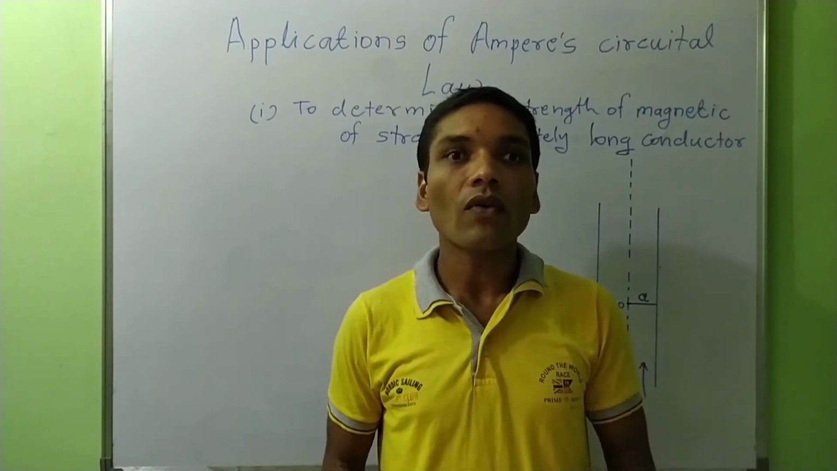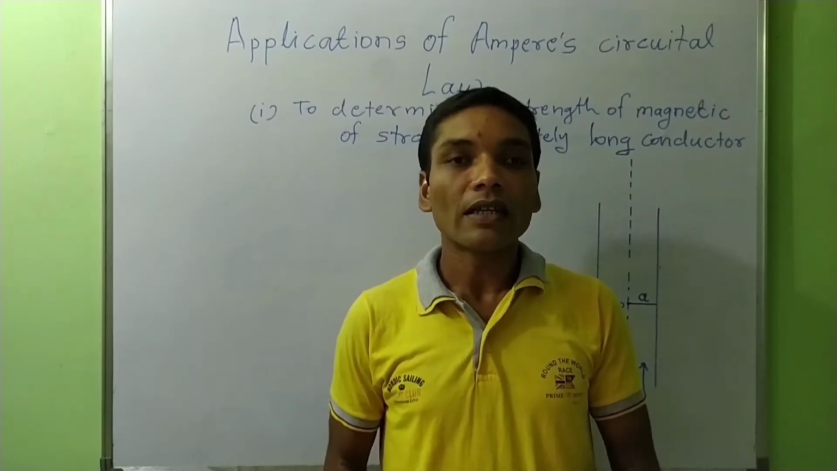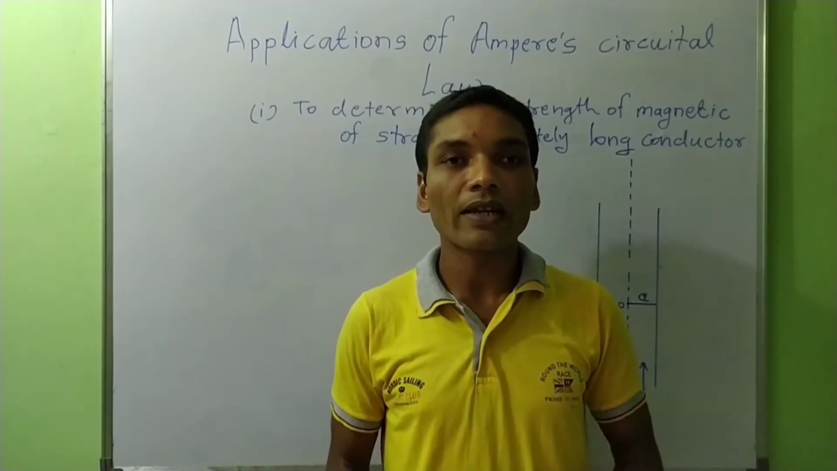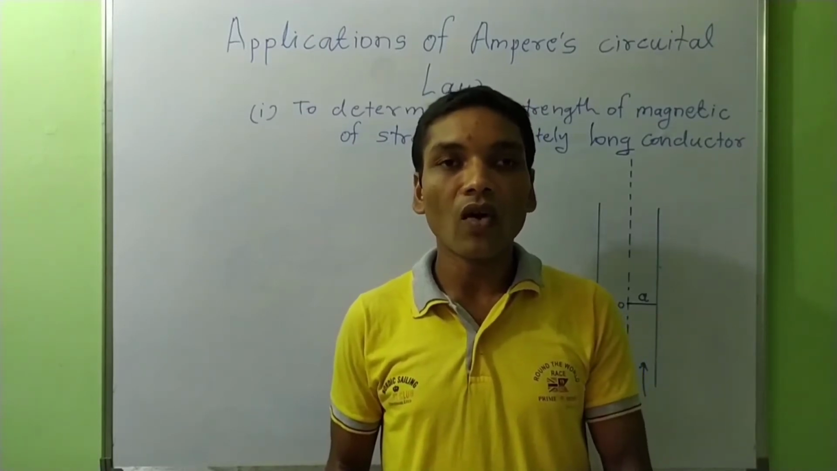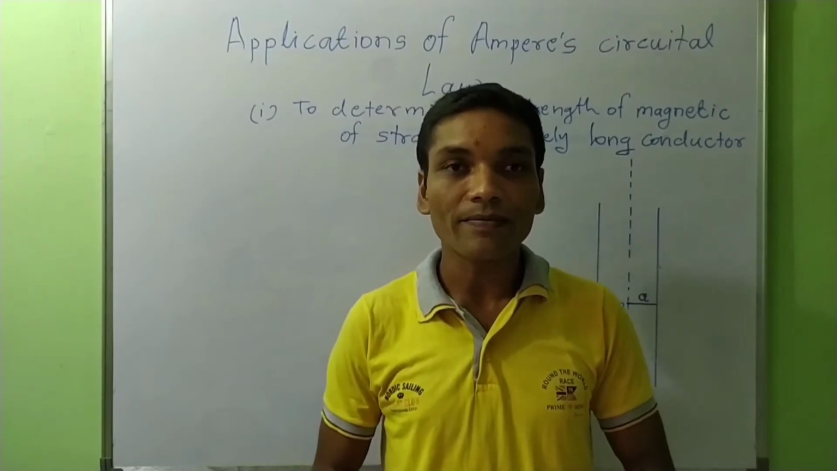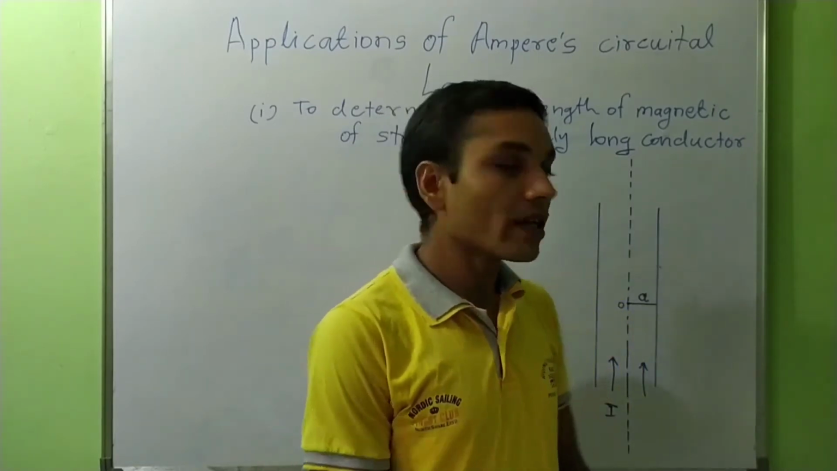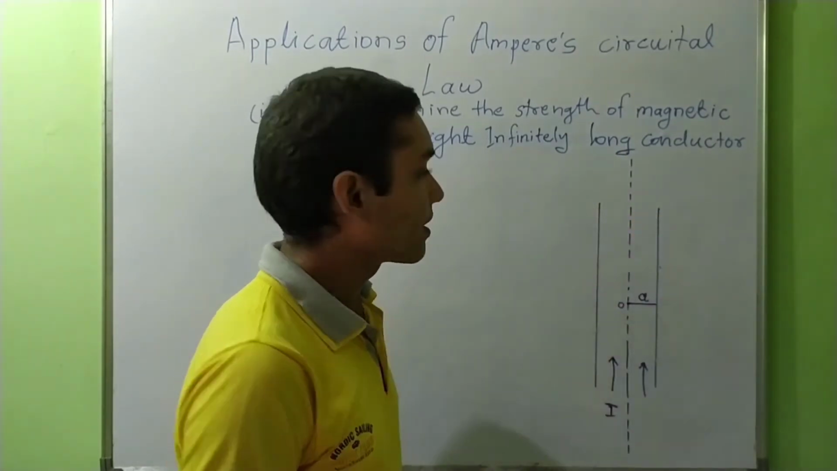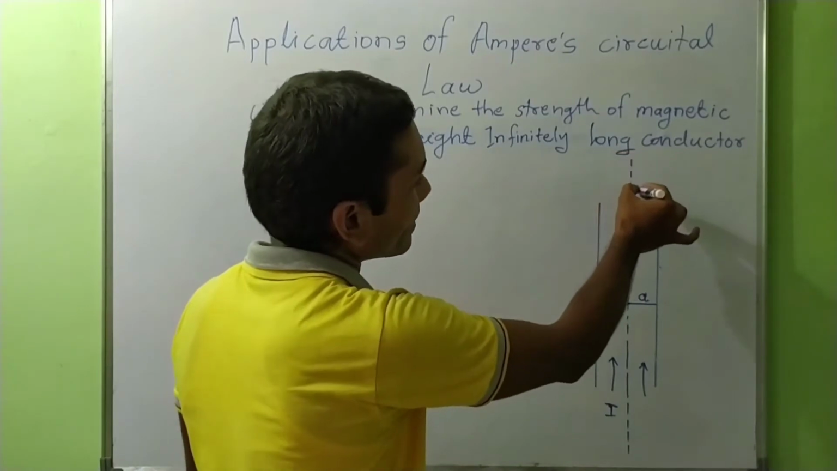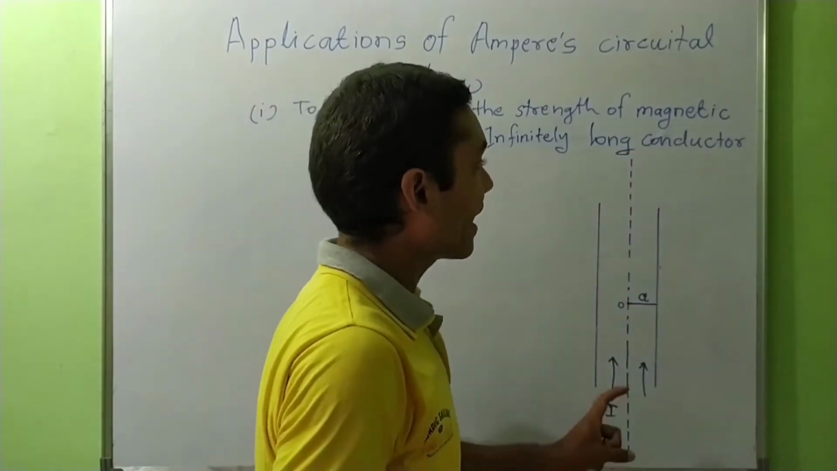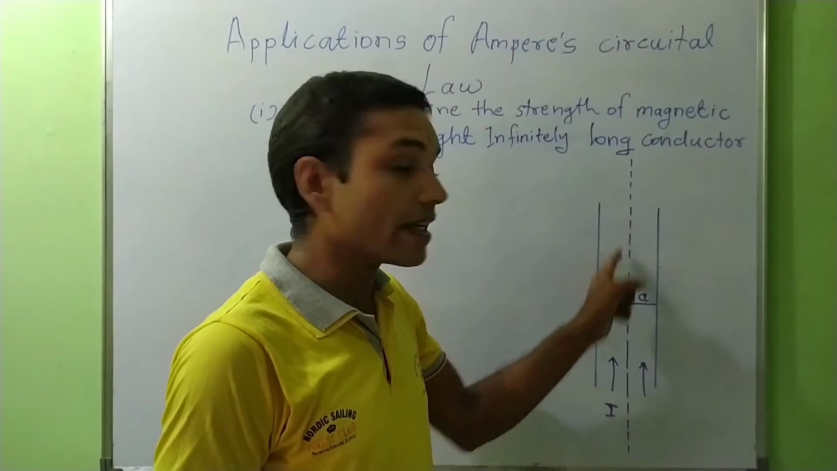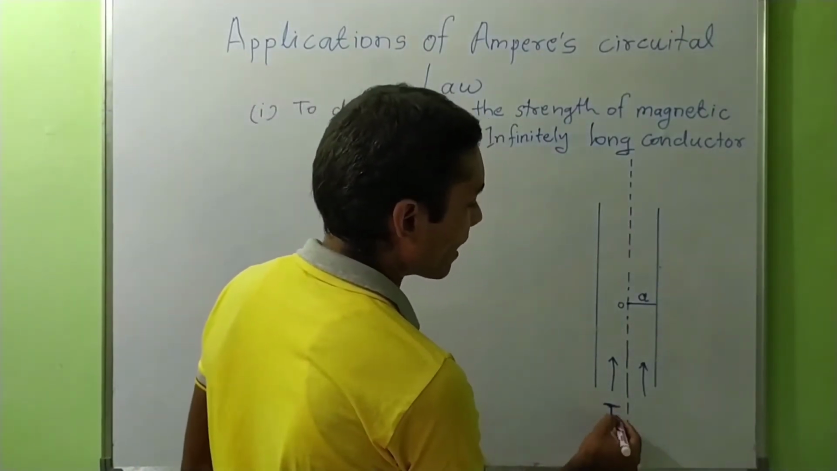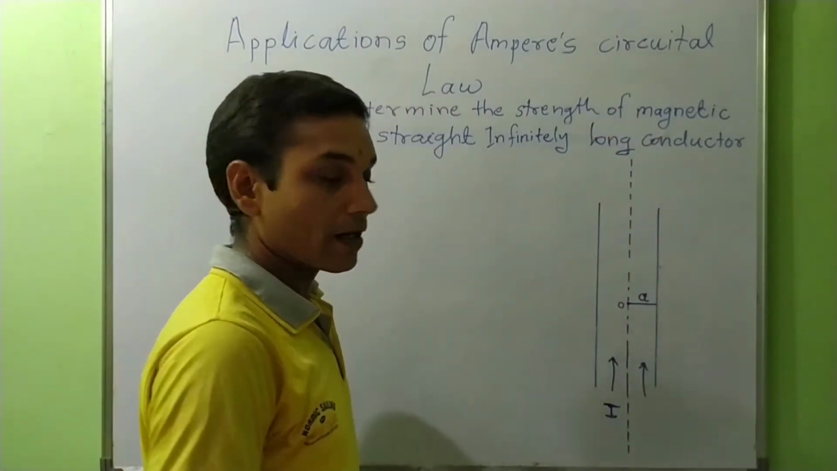Okay, so first of all, we will determine the intensity or strength of magnetic field due to an infinitely long straight current carrying conductor. Consider the straight current carrying conductor like this. This is the straight current carrying conductor, and this dotted line shows the axis of this conductor, and current I is flowing through this conductor along this upward direction.